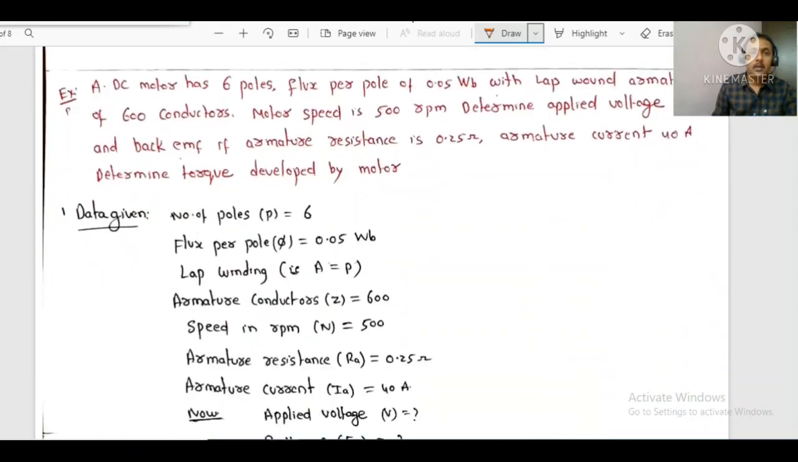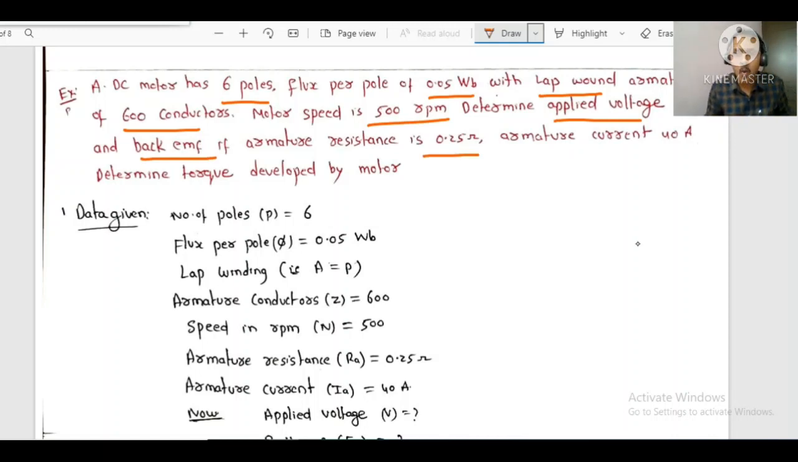Now let me see one more example. A DC motor has 6 poles and flux per pole is 0.05 Weber, with a lap wound armature with 600 conductors. The motor speed is 1500 rpm. Determine the applied voltage and back EMF if armature resistance is 0.25 ohm and armature current IA is 40 amps, and also determine the torque developed by the motor. Clear?